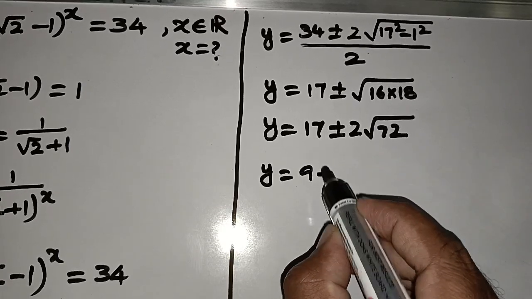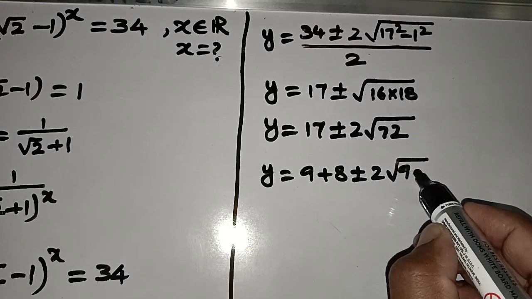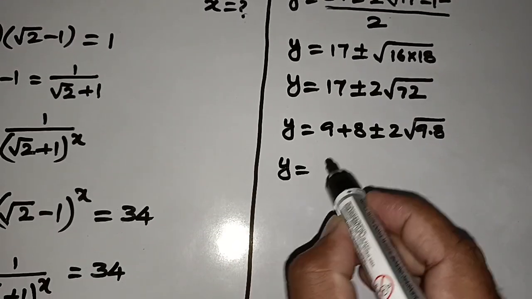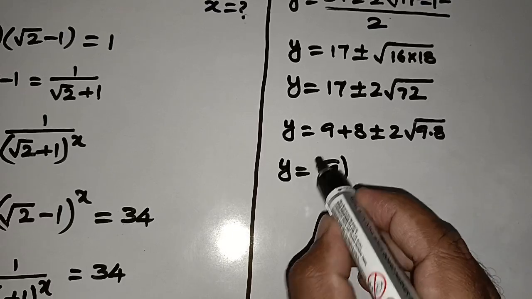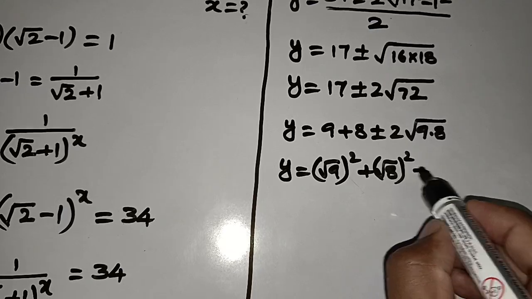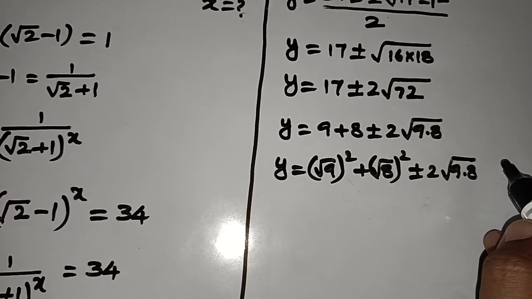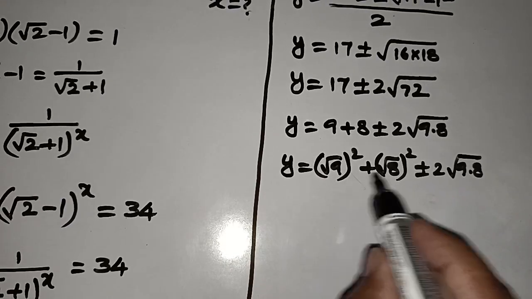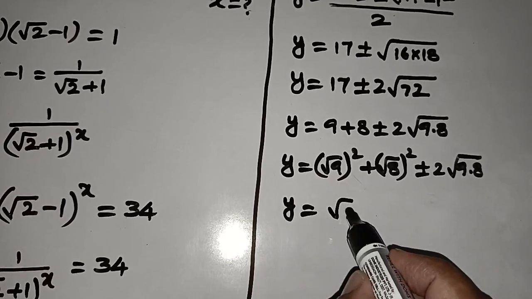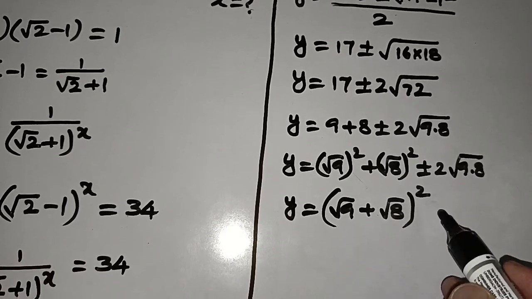So 17, I write 9 plus 8 plus or minus 2 root 72, which can be written as 9 times 8. So this one is root 9 square plus root 8 square plus or minus 2 root 9 times 8. And if we see it, it is the expansion of a plus b whole square. So this can be written as root 9 plus root 8 whole square.